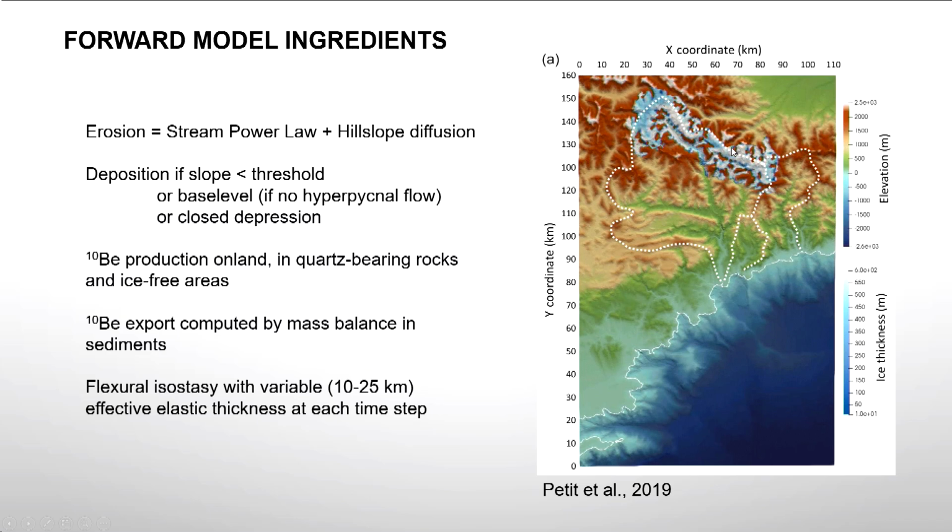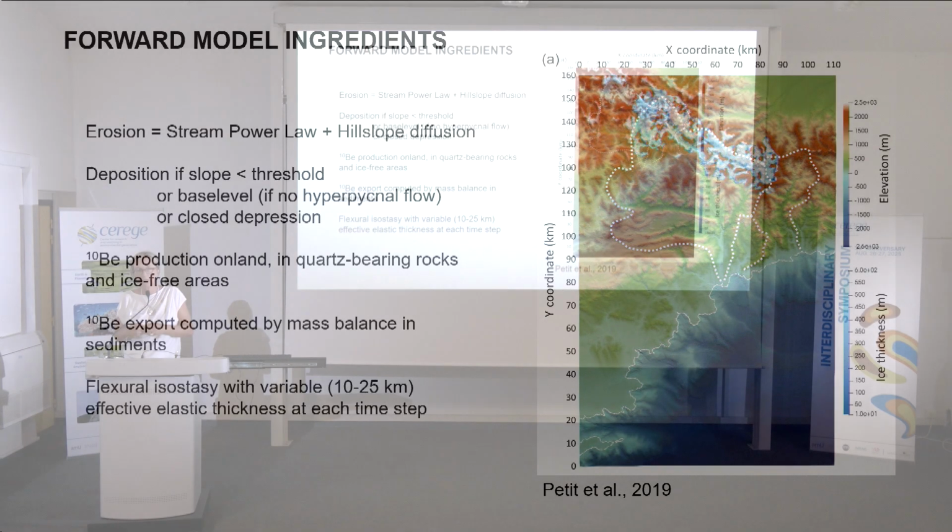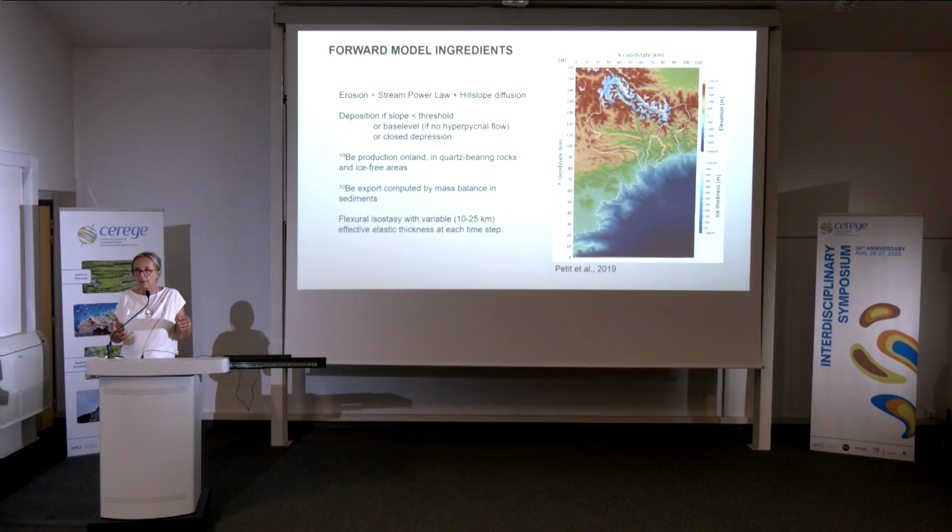And then we had to compute beryllium-10 production on land in quartz-bearing rocks, given the geological map that we have. We also have to compute the mass balance in order to estimate the beryllium-10 concentration and quartz concentration in the sediments that are being produced and exported down to the deep basin. And finally, we can also add flexural isostasy with an elastic plate model in order to compensate for the mass distribution due to ice and erosion.